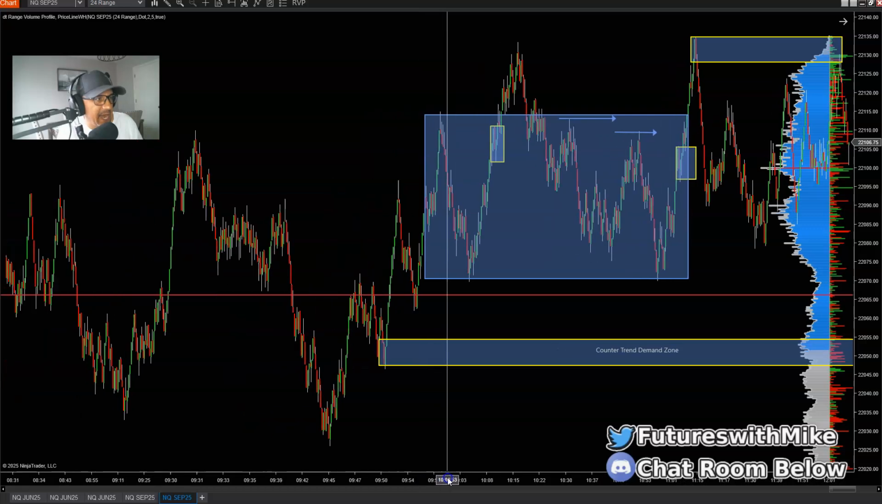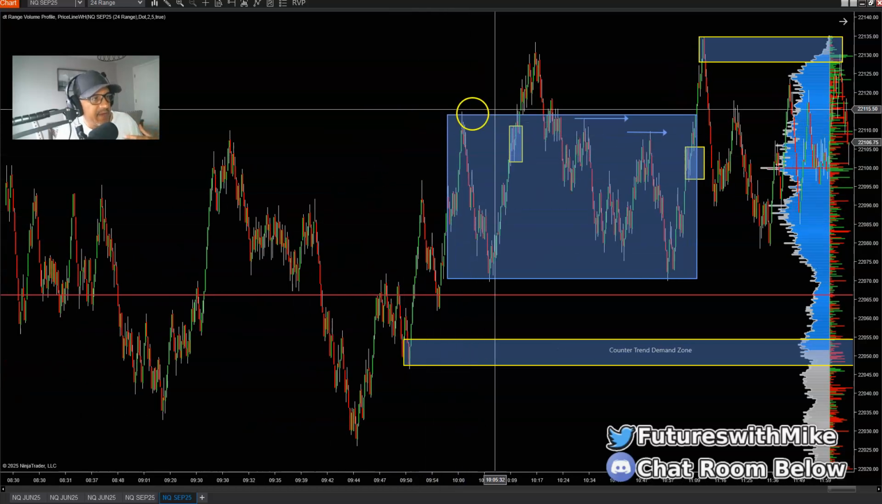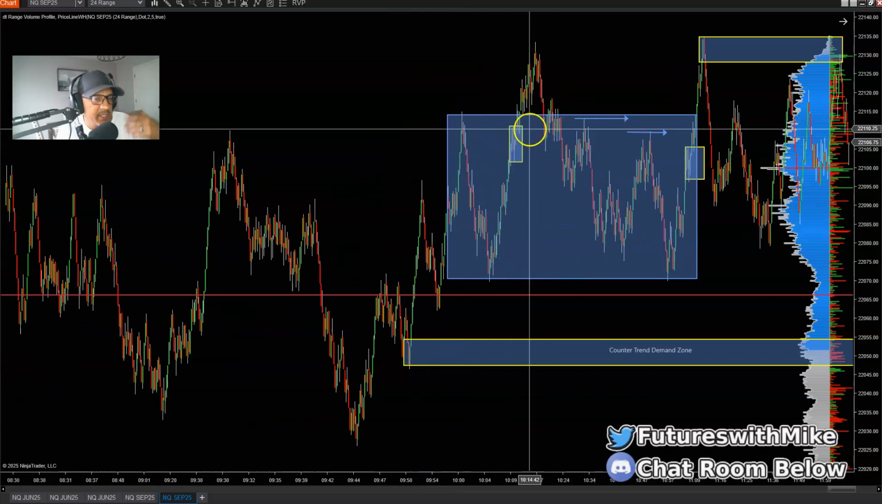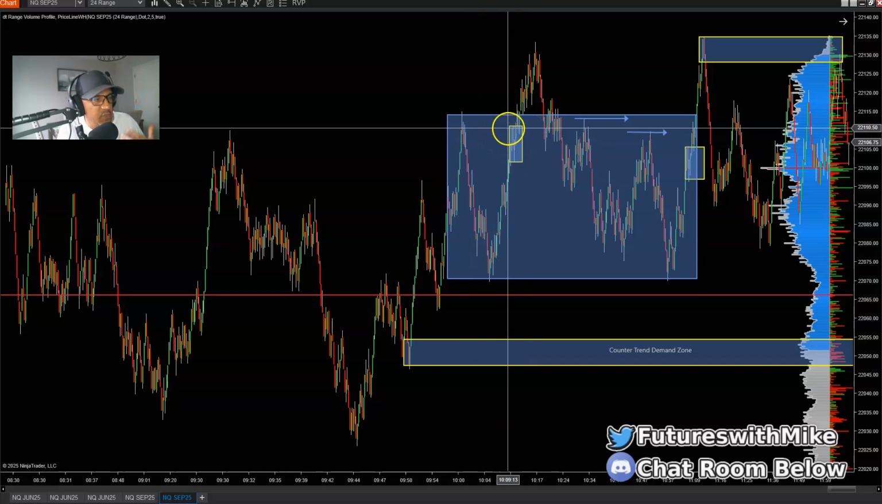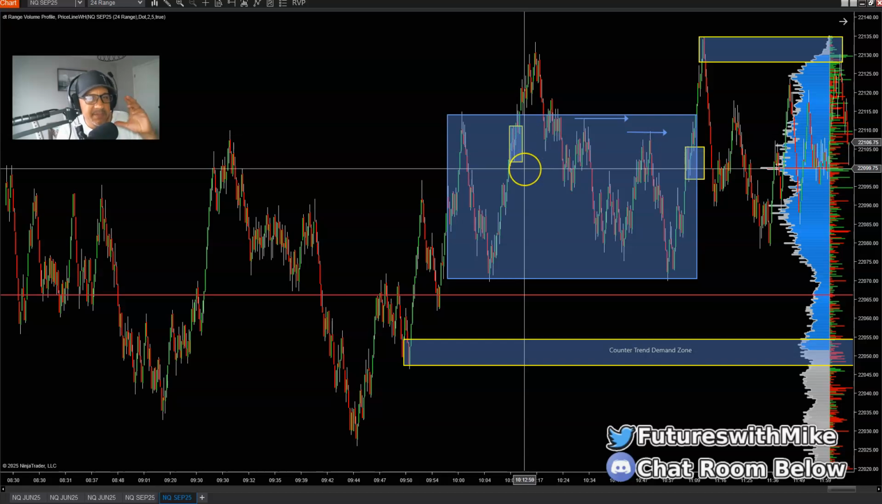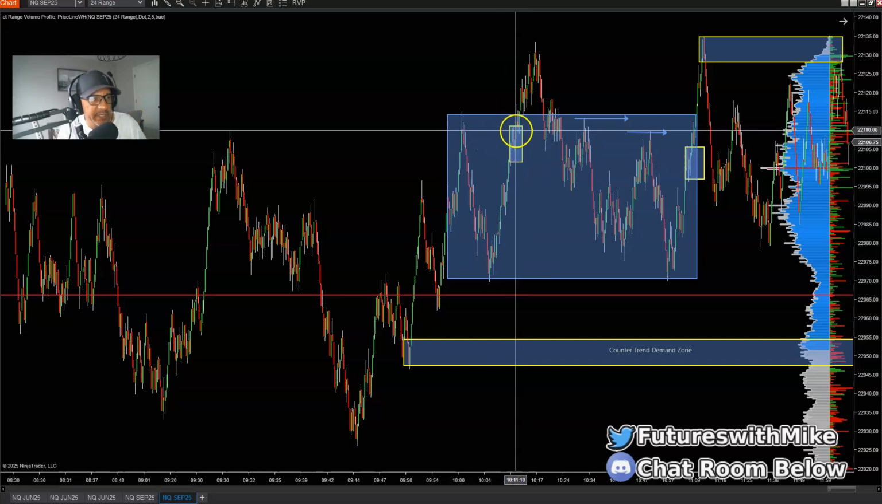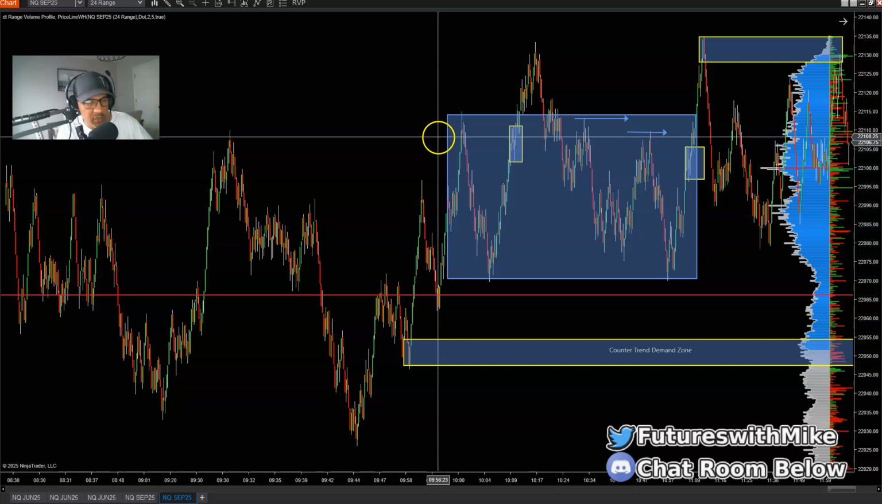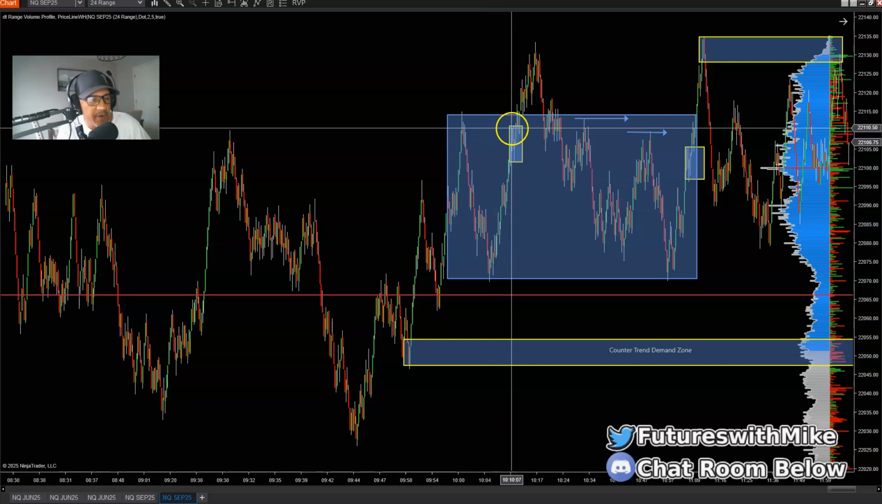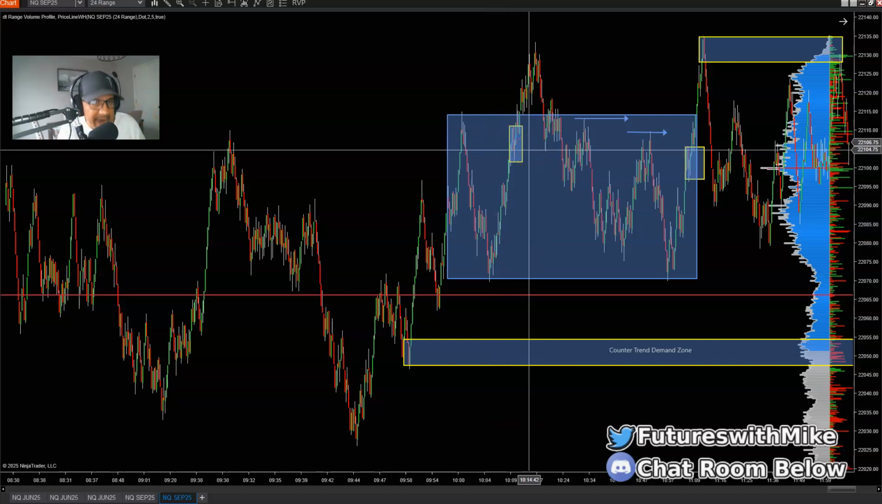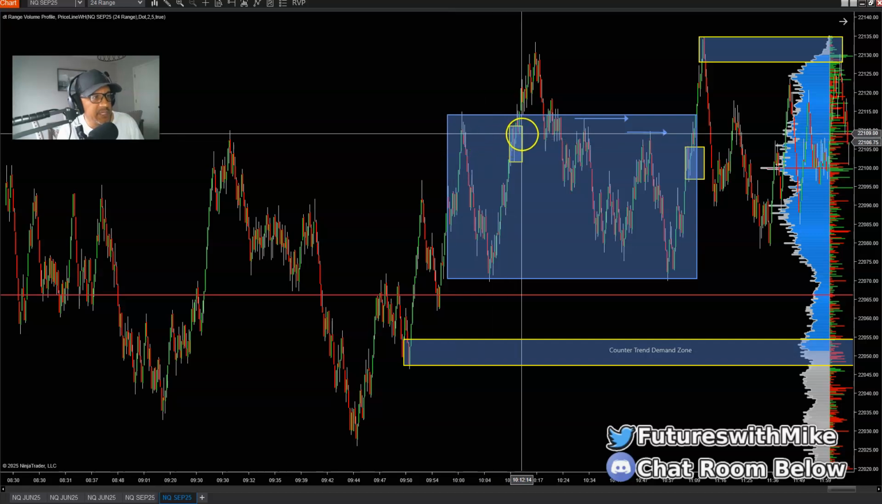Why is this a high probability setup? Again, because we have a higher time frame 120 range demand zone. We also have a high probability 24 range demand zone. This is multi-chart confluence where we have a zone within a zone. So I have a zone on the 120 and a high probability 24 range smaller time frame zone resting on the inside of the higher base zone. Okay, so that's multi-chart confluence.